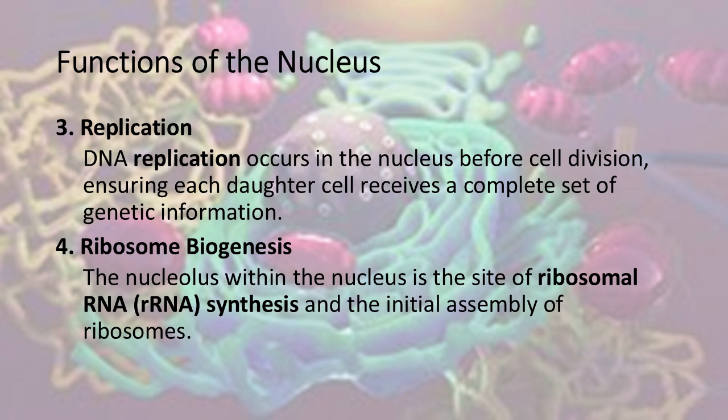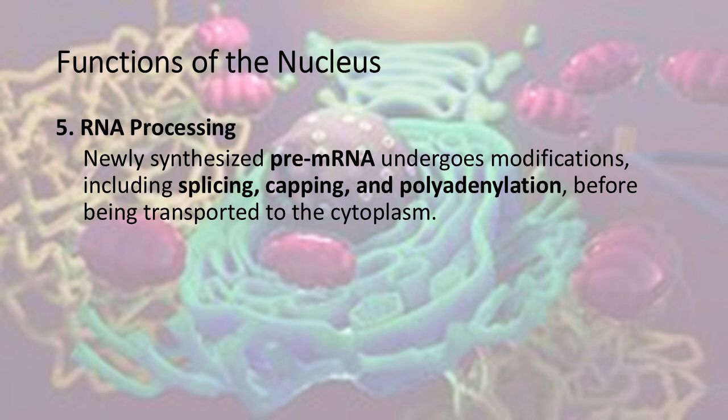Replication. DNA replication occurs in the nucleus before cell division, ensuring each daughter cell receives a complete set of genetic information. Ribosome biogenesis. The nucleolus within the nucleus is the site of ribosomal RNA, rRNA, synthesis and the initial assembly of ribosomes. RNA processing. Newly synthesized pre-mRNA undergoes modifications, including splicing, capping, and polyadenylation, before being transported to the cytoplasm.